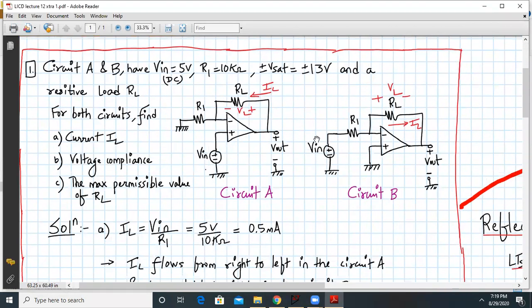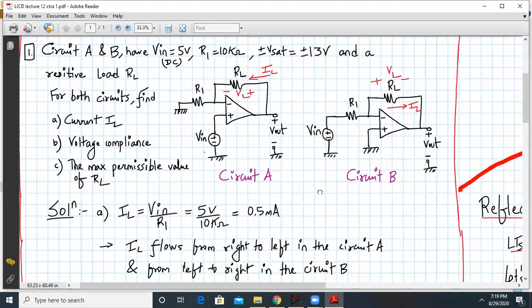So we have circuit number A over here, circuit number B. The value of V in, the DC supply, is 5 volts. The value of R1 is around 10 kilo ohm. They have not given plus or minus VCC, instead they have given plus or minus VSAT, which is around plus or minus 13. And I suppose we have to find the unknown value of RL. So for both the circuits, we have to find the current IL first. Secondly, we have to find the voltage compliance. Then we have to find the maximum permissible value of RL. So these are the three things which we need to find.